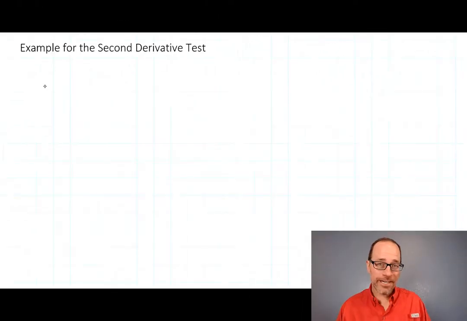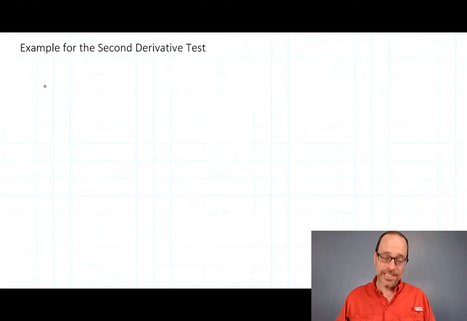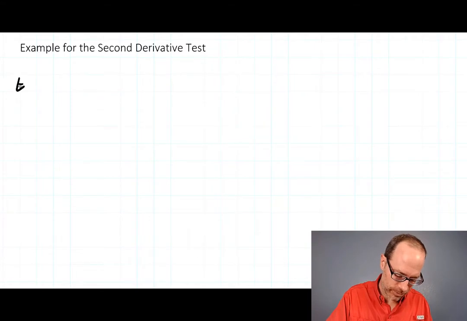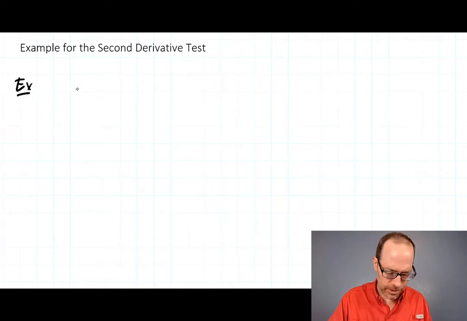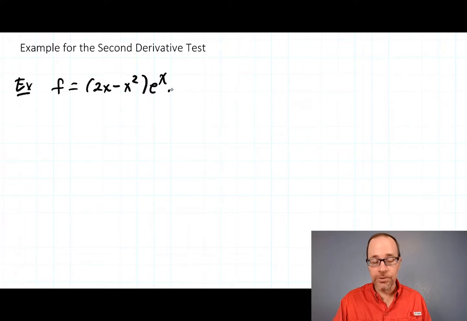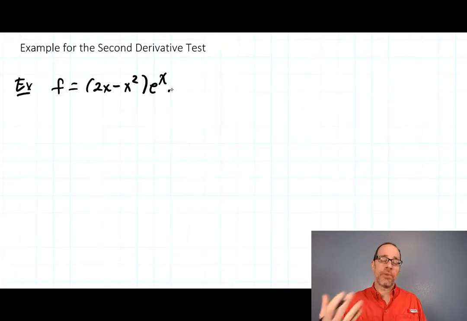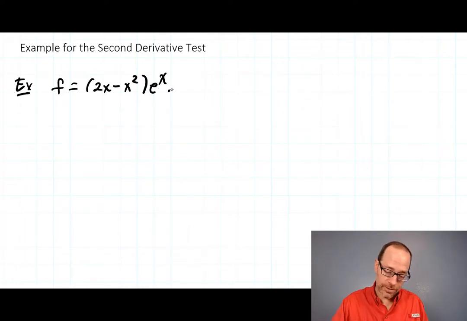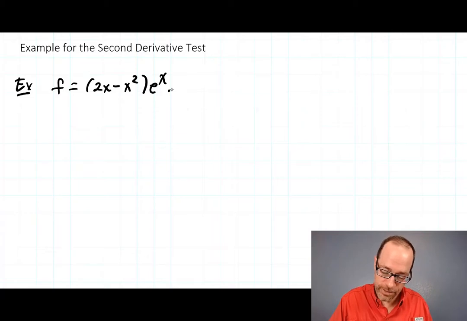All right, welcome back. Let's do an example of using the second derivative test. So let's consider the function f equals (2x minus x squared) times e to the x. And we want to find all the local max-mins, and we want to use the second derivative test to determine if they're local max or mins.